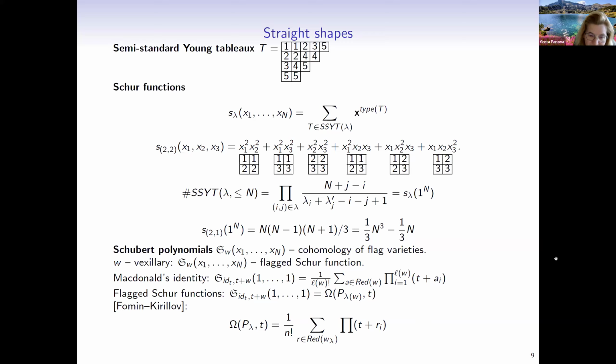But this only works for straight shapes. For skew shapes, there is no natural way to repeat this analysis at all. And so we did a lot of experiments trying to develop the Schubert calculus, but that didn't work.